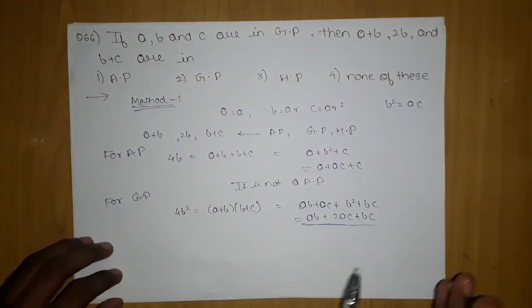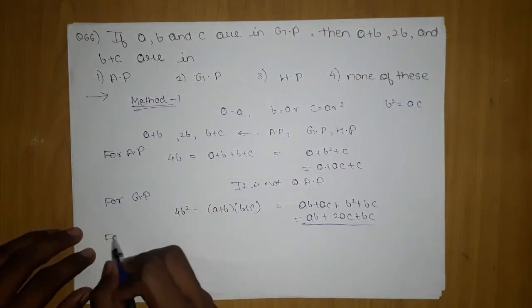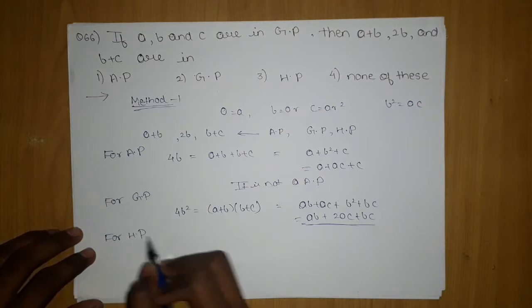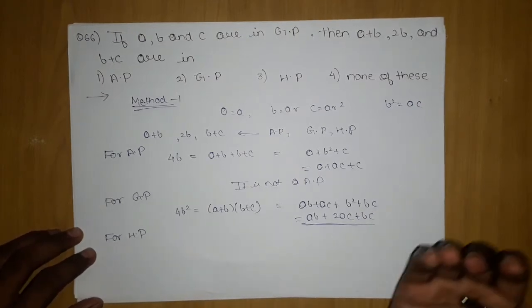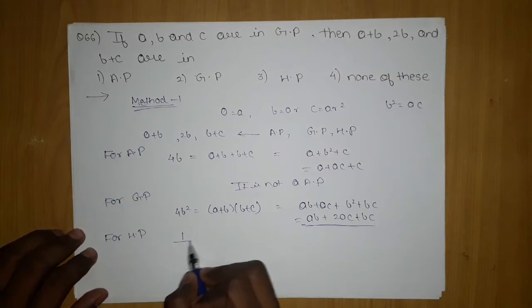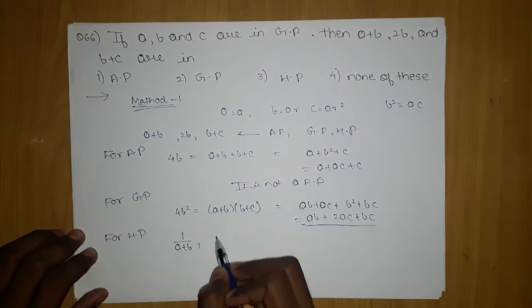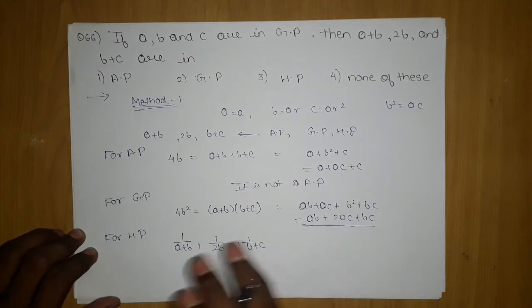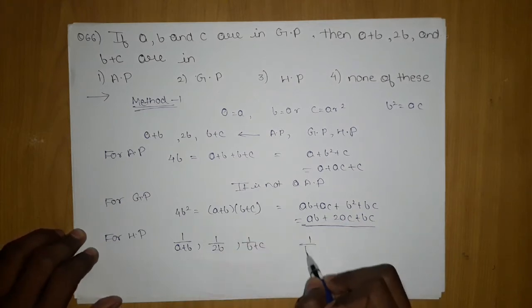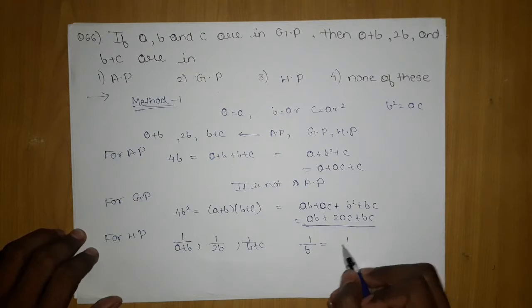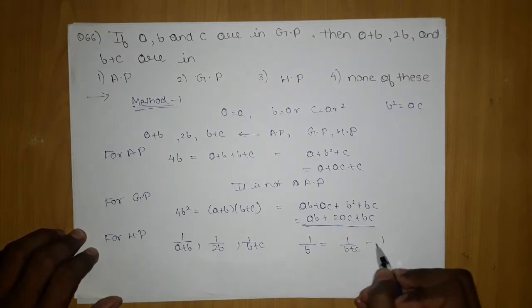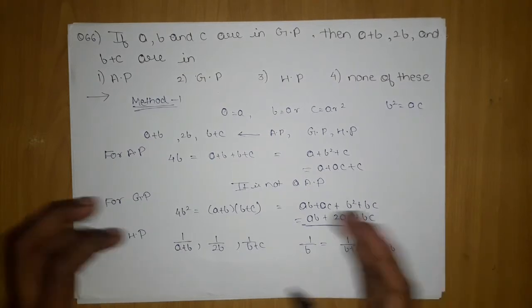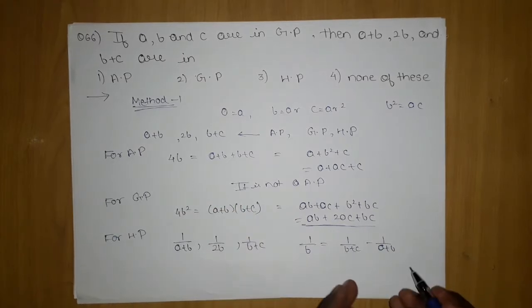We are not sure for GP. For HP, we will first convert the terms, which will be 1 upon A plus B, and for HP 1 upon B plus C. Now they are in AP, fine. So if I do this, it should be 1 upon B plus C minus 1 upon A plus B. The constant B, they bear the constant ratio, same condition appeared here.